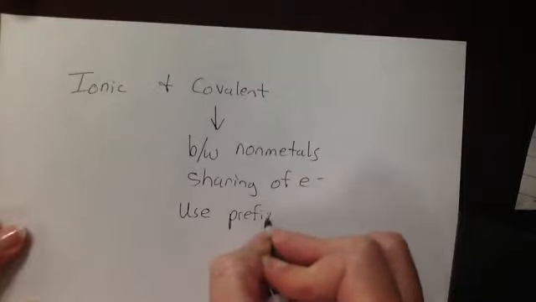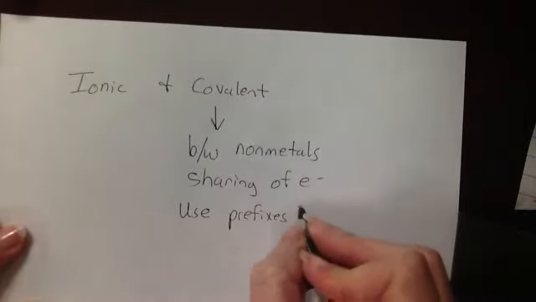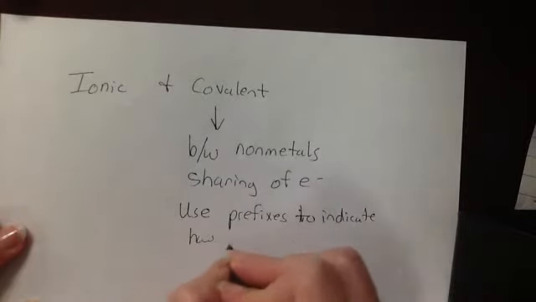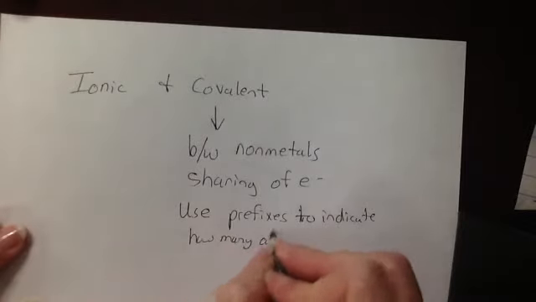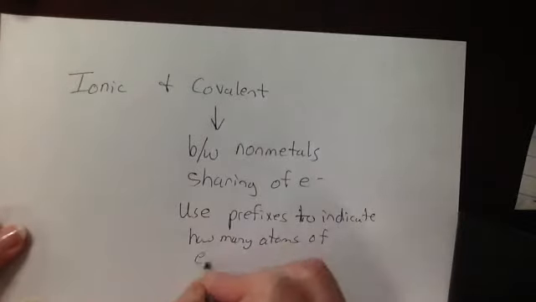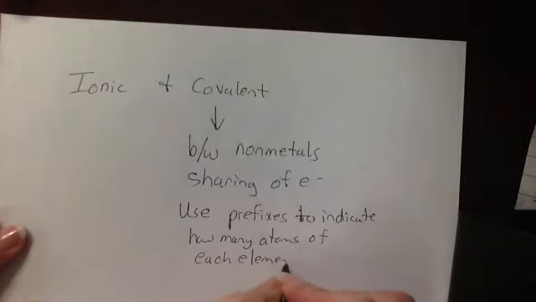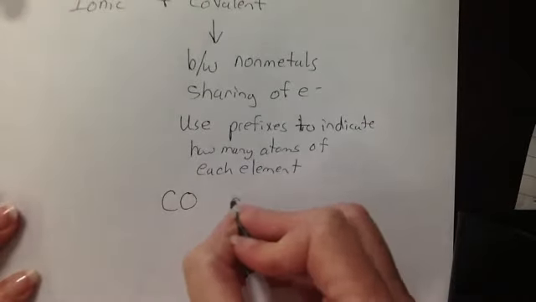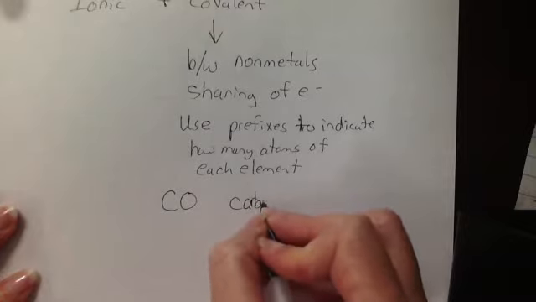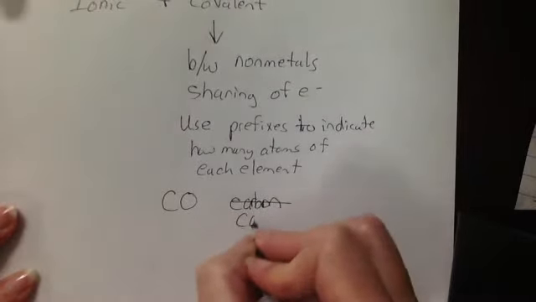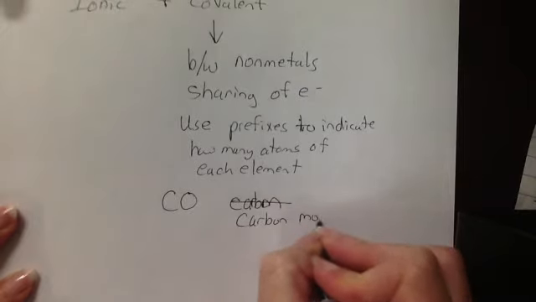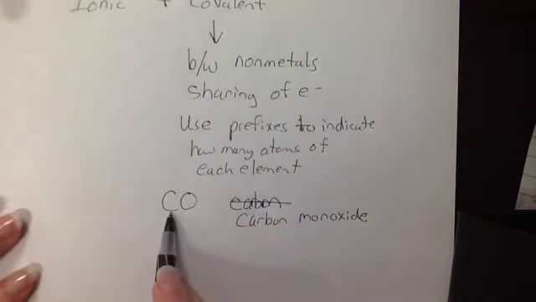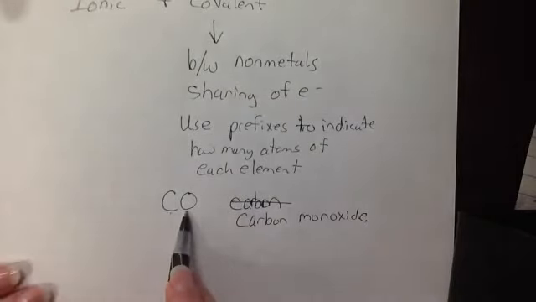All right. We actually use prefixes to indicate how many atoms of each element we have. So, for instance, CO, we would call that carbon, C-A-R-B-O-N, sorry. Carbon monoxide. The first element gets a prefix if there's more than one. The second element always gets a prefix.